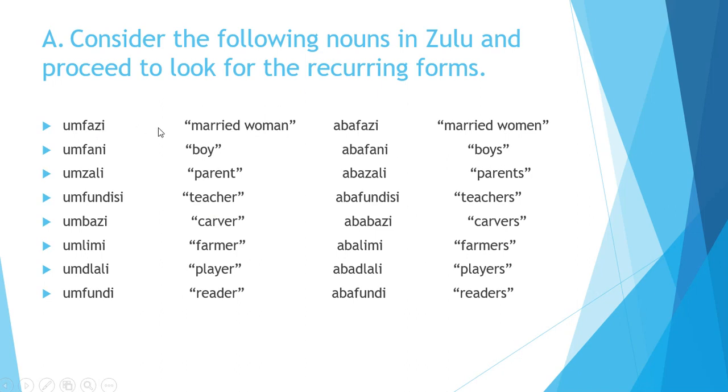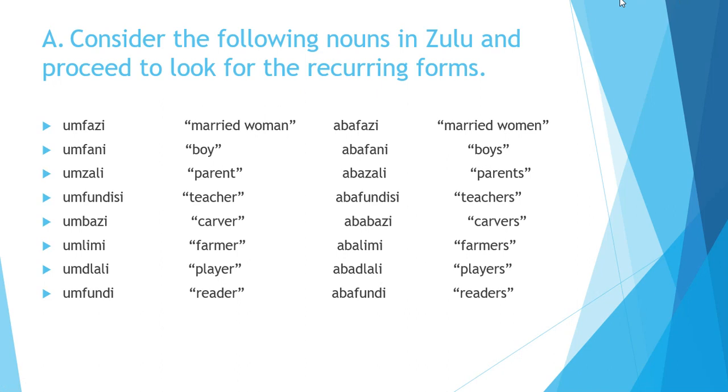Umfasi in Zulu means married woman. Unfani in Zulu means boy in English. Umzali, parent. Umfundisi, teacher. Umbasi, carver. Umlimi, farmer. Umdlali, player. Umfundi, reader. Okay, this is the first list, and this is the other list. Abafasi means married women in English. Abafani means boys. Abazali, parents. Abafundisi, teachers. Ababasi, carvers. Abalimi, farmers. Abadlali, players. Abafundi, readers.